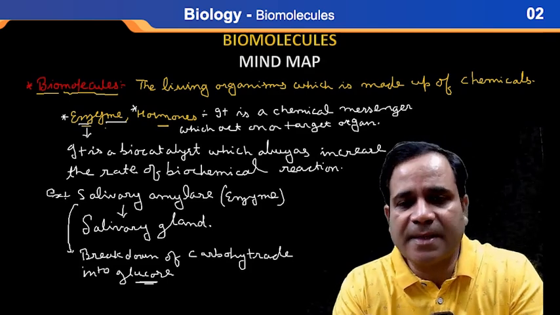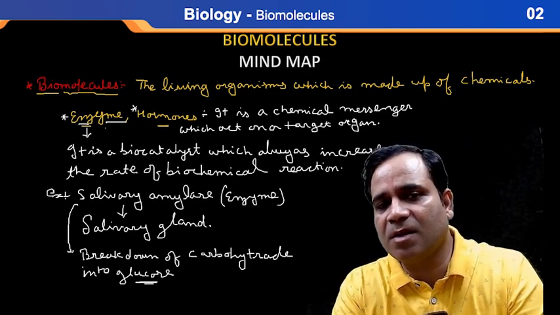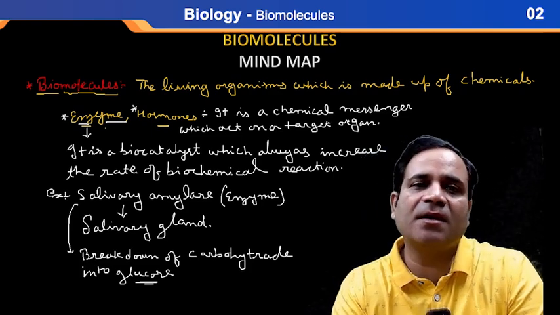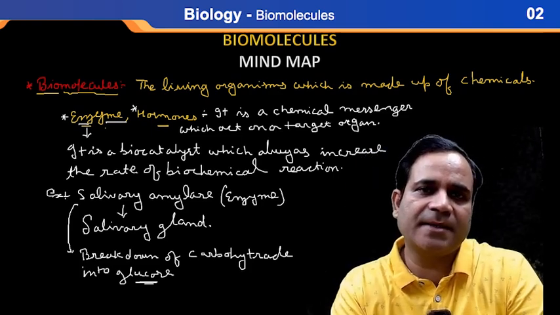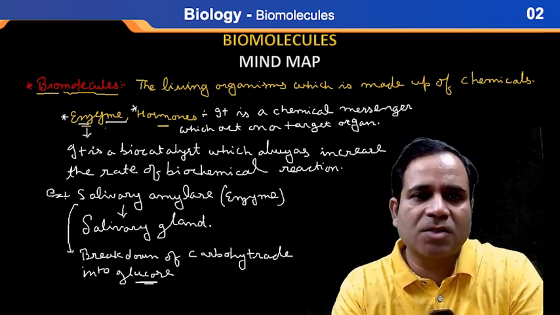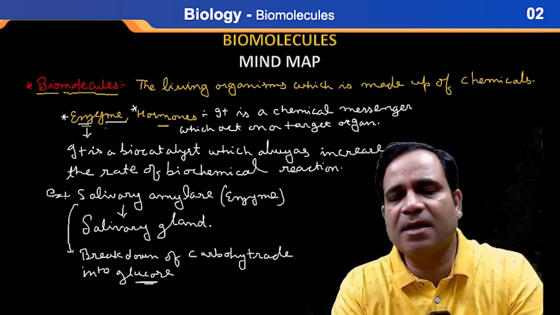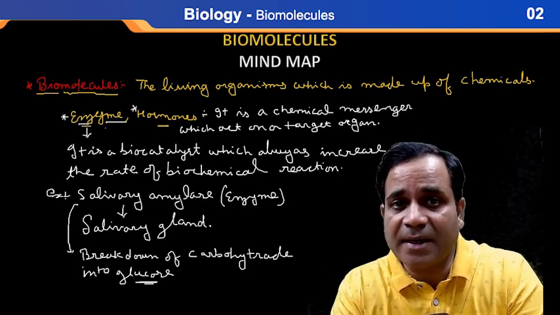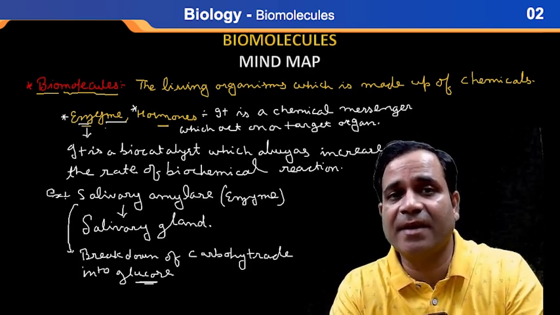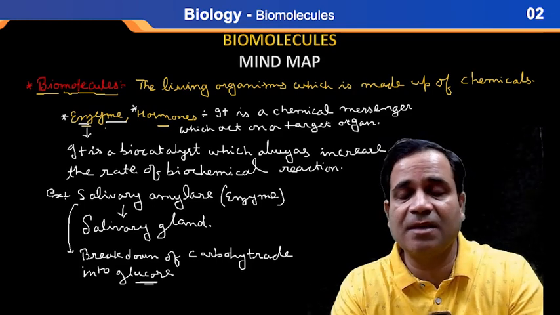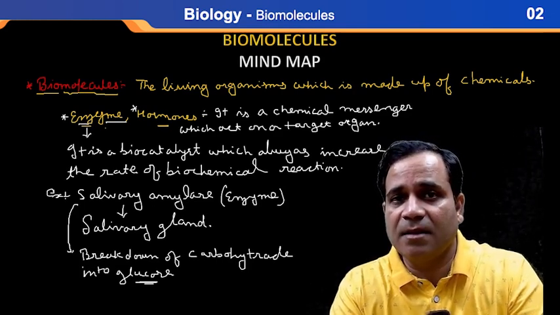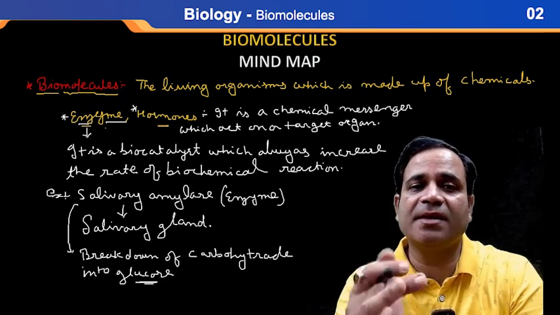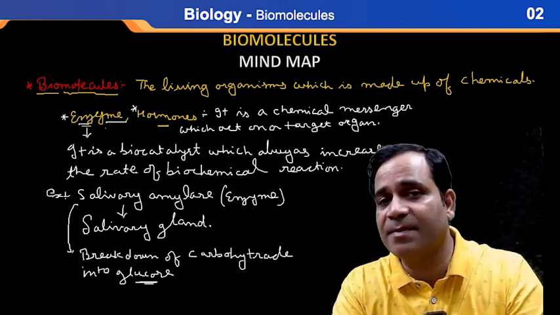So very simple, my dear. If anybody asks you about the hormone, what do you say? It is a chemical messenger which acts on a target organ or target site. Getting my point? So now the two terms are clear. If anybody asks you about the enzyme, you say it is a biocatalyst. And you know the meaning of catalyst, which always increases the rate of reaction. But in chemistry, what is the definition? The substance which either increases or decreases the rate of reaction but doesn't participate in the reaction.